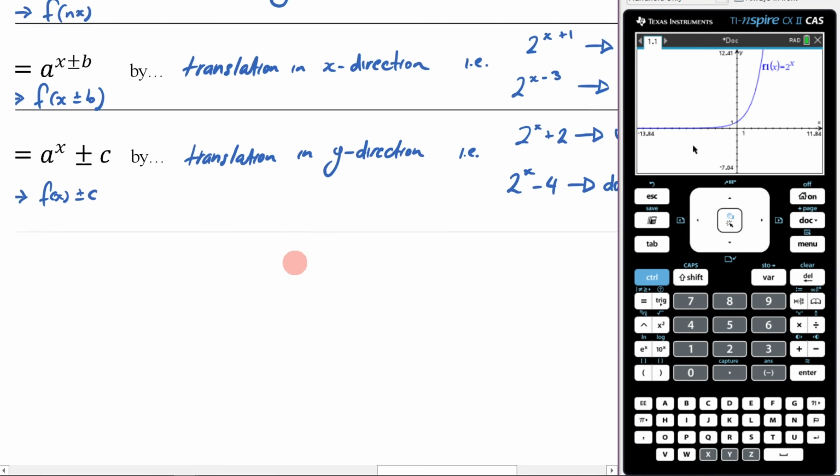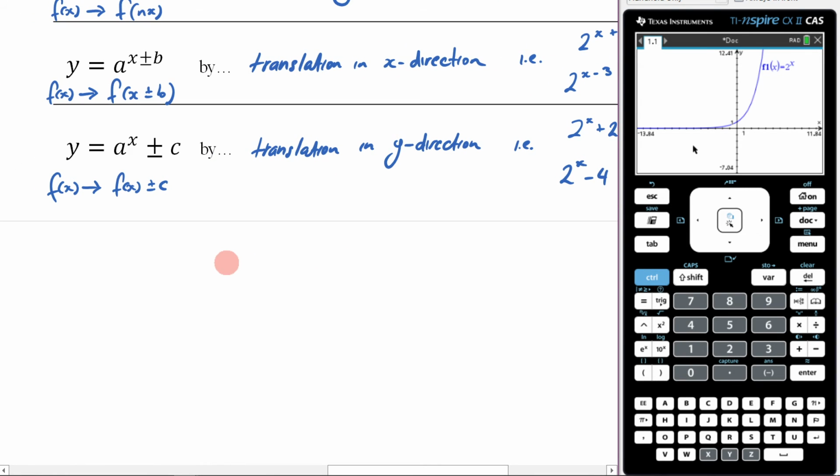There's just one extra thing I want you to take note of for this very last translation here. And that is, let's put a little asterisk. It is going to translate the asymptote. So just make sure you've got that under wraps.